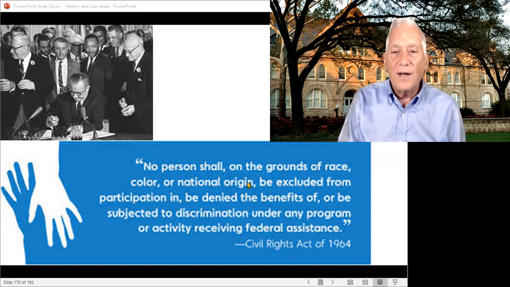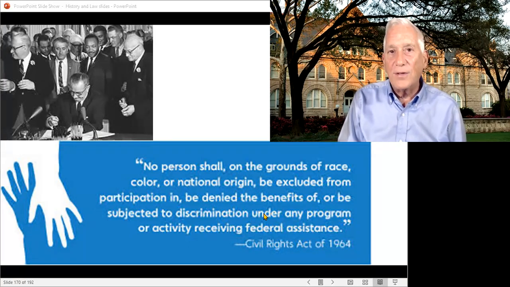And it says very explicitly, the Civil Rights Act of '64, is that no person shall, on the grounds of race, color, or national origin, be excluded from participation in or denied benefits of or be subjected to discrimination under any program or any activity receiving federal assistance. Well, that pretty much means every college, every university, but also all sorts of public institutions and even some corporations, because most of them had received some form of federal assistance. And so it becomes illegal to discriminate based on race.